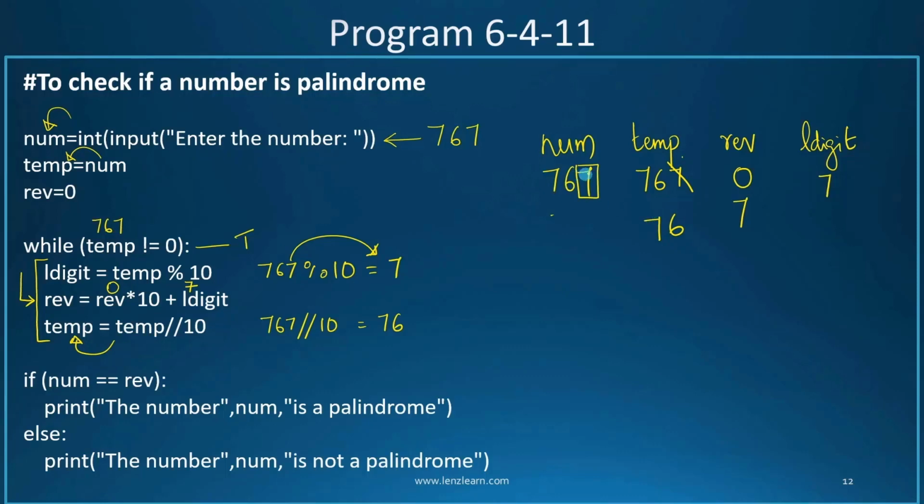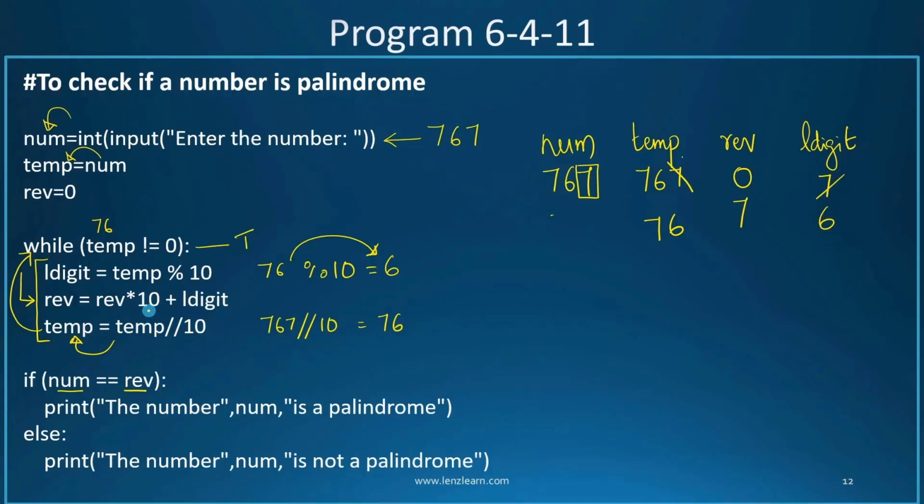We are not going to remove anything from num because we need the value of num to check with the value of ref. That is why we are copying it to temp and working on it. After this statement, the control will go back to while. This time I will be checking whether the value of temp, which is 76, is not equal to 0. That is true. Now next I will do 76 modulo 10, so the last digit will come as the result, which is 6. That will be loaded into last digit. So now last digit has value 6.